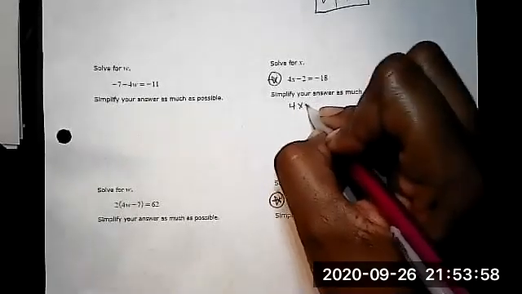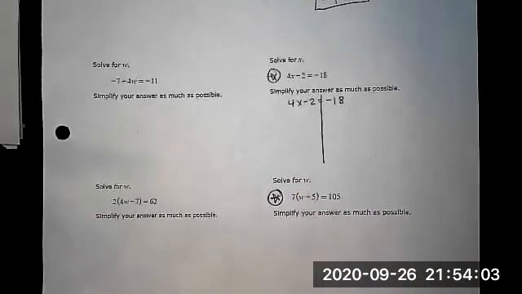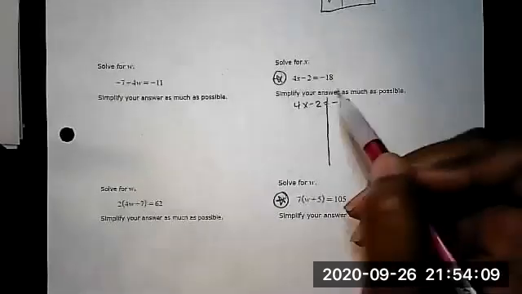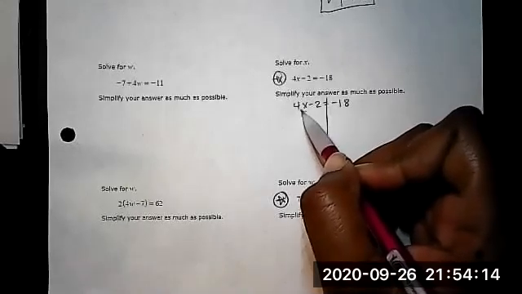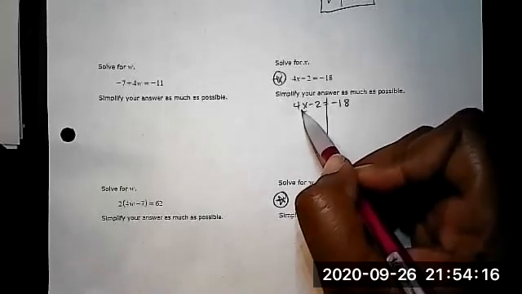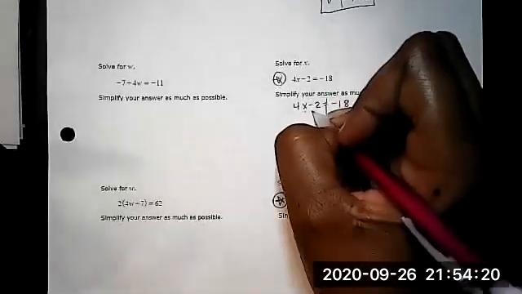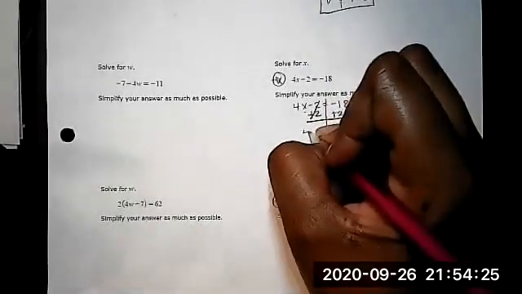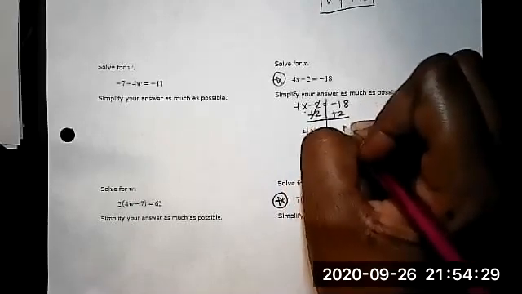We have 4x minus 2 equals -18. Okay, so we are going to solve. It says solve for x, simplify your answer as much as possible. We're going to do that. Here, we're trying to get x by itself. When it's a number that's attached to x, you're going to wait till last to do that one, okay? So let's get rid of this -2 here. I'm going to add 2 to both sides. So I'm going to bring down 4x equals -18 plus 2 becomes -16.